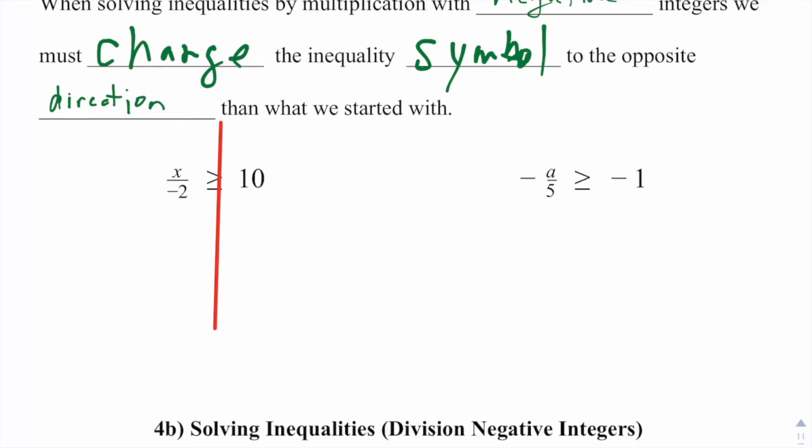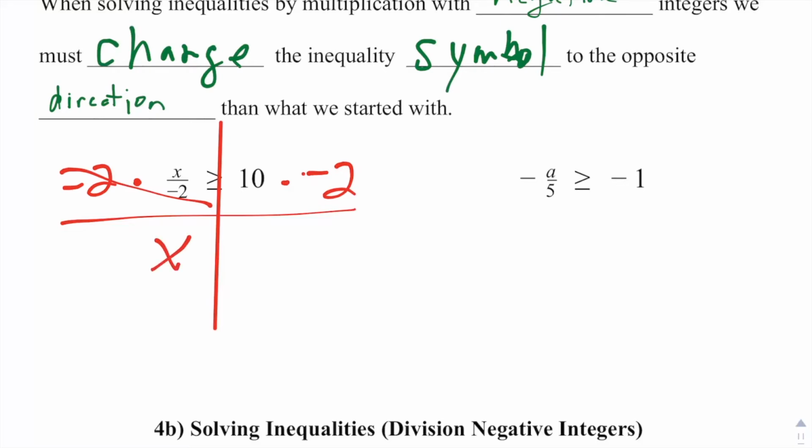And we see here that we have a negative 2 in the bottom. To get rid of that, we're going to have to multiply by negative 2. That's because negative 2 over negative 2 is still just 1, right? So we're in essence making a 1 over here times x. Alright, so if we multiply by negative 2 on that side, we've got to multiply by negative 2 on this side. So these 2's cancel, and we're left with x. And 10 times negative 2 is negative 20.